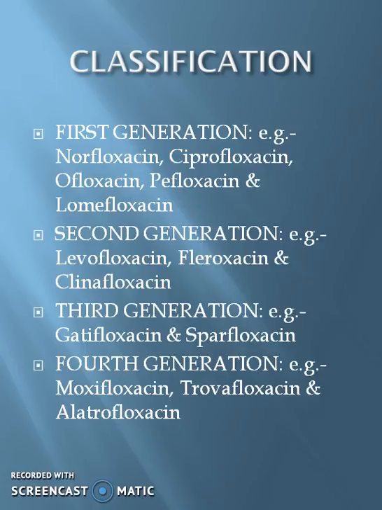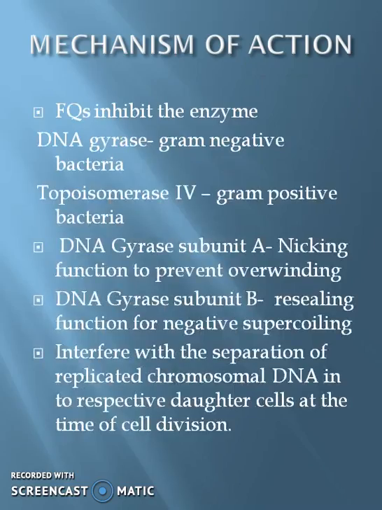First generation included norfloxacin, ciprofloxacin, ofloxacin, etc. Second generation included levofloxacin, fleroxacin, and clinafloxacin. Likewise, third generation includes gatifloxacin, sparfloxacin. Fourth generation included moxifloxacin, trovafloxacin, and alatrofloxacin. They are actually classified on the basis of their time of introduction, not on the clinical or antibacterial spectrum.